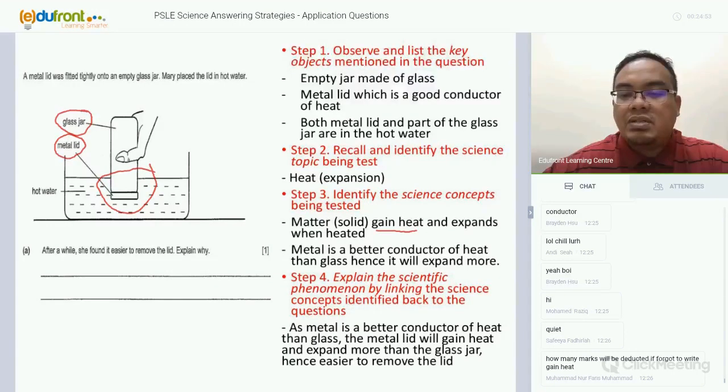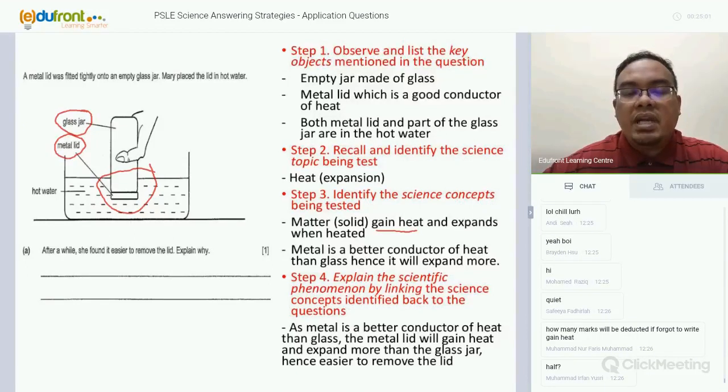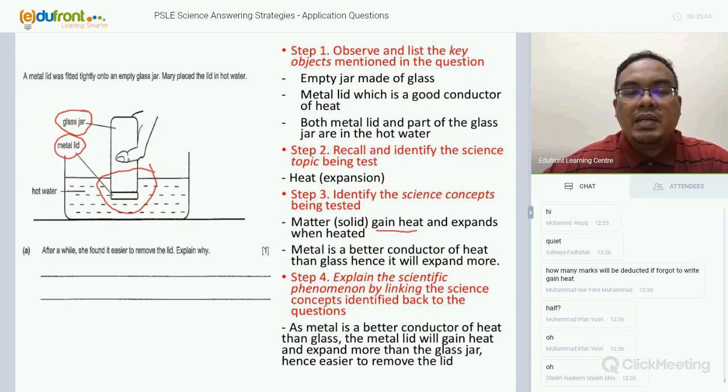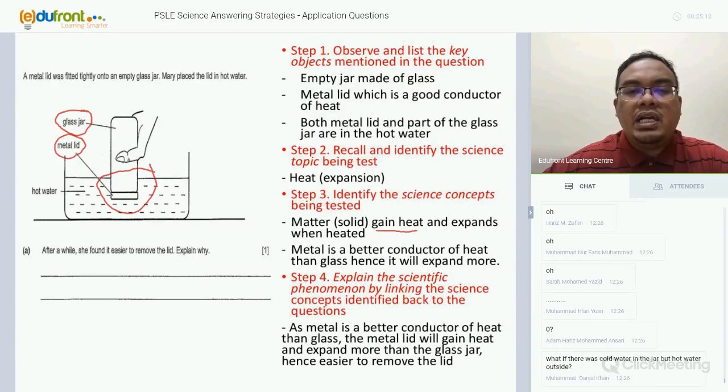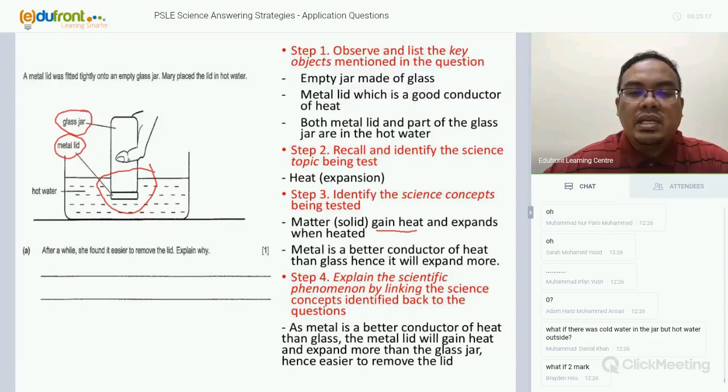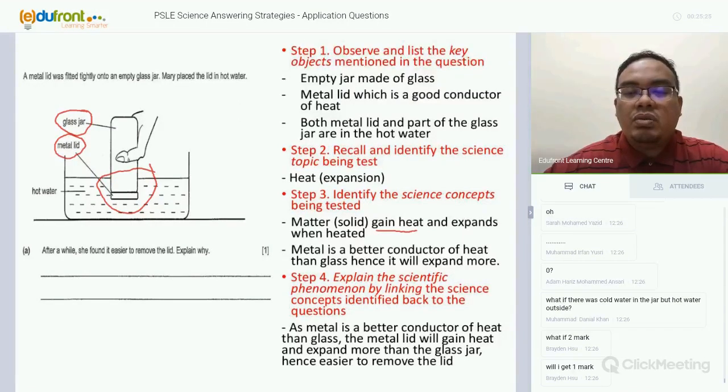Okay, Faris asks, how many marks will be deducted if they forget to write gain heat? If this is a 1 mark question, it will be 0. Gain heat is very important. I've already emphasized so many times in class, any topic involving water or heat, you must mention gain or lose heat. For example, evaporation, gain heat. Condensation, lose heat. Boiling, gain heat. Melting, lose heat. Expansion, gain heat. Contraction, lose heat. So if it is 2 marks, perhaps you get half mark or 1 mark out of 2.